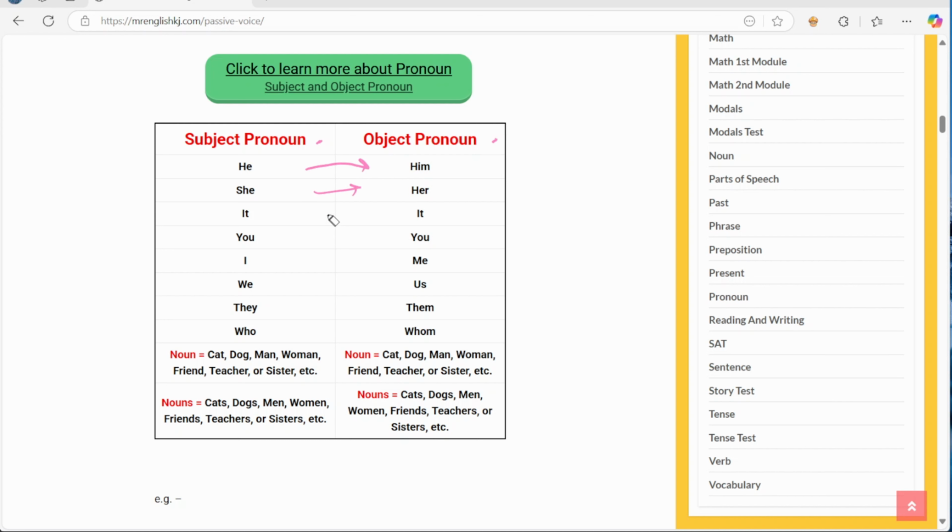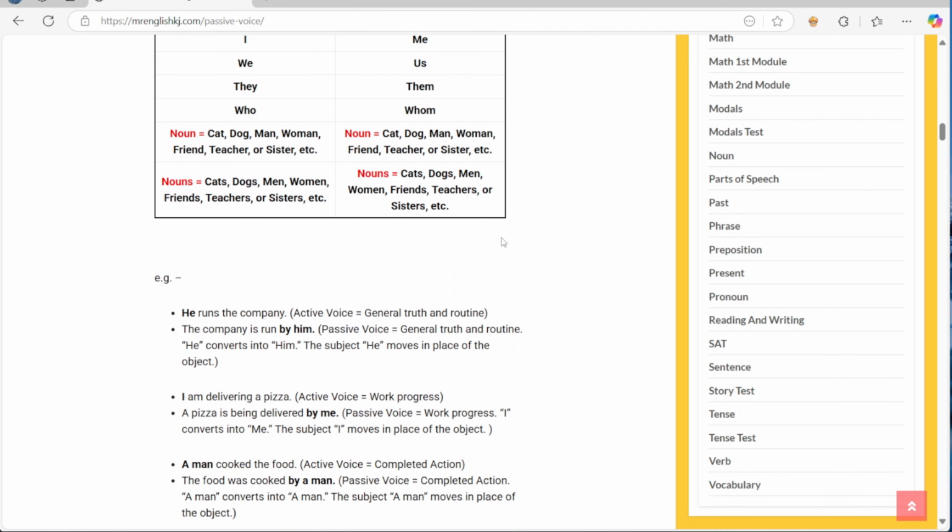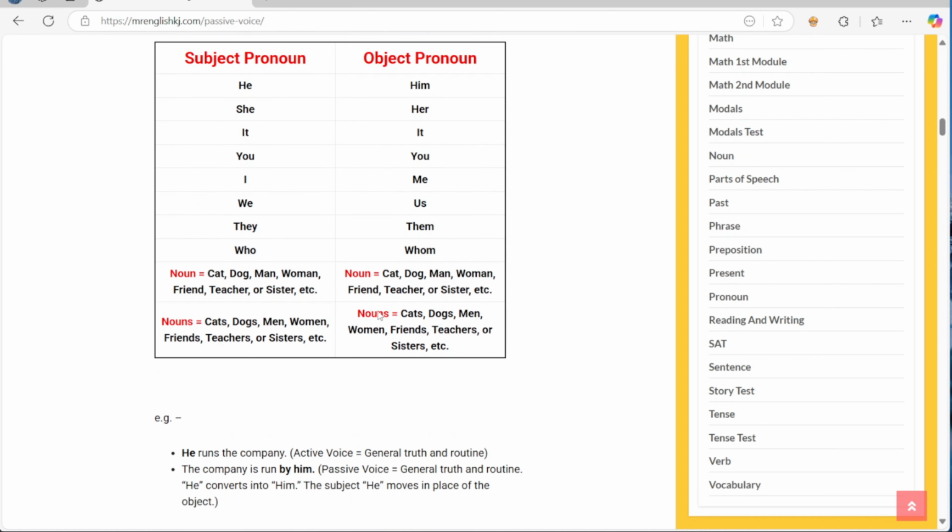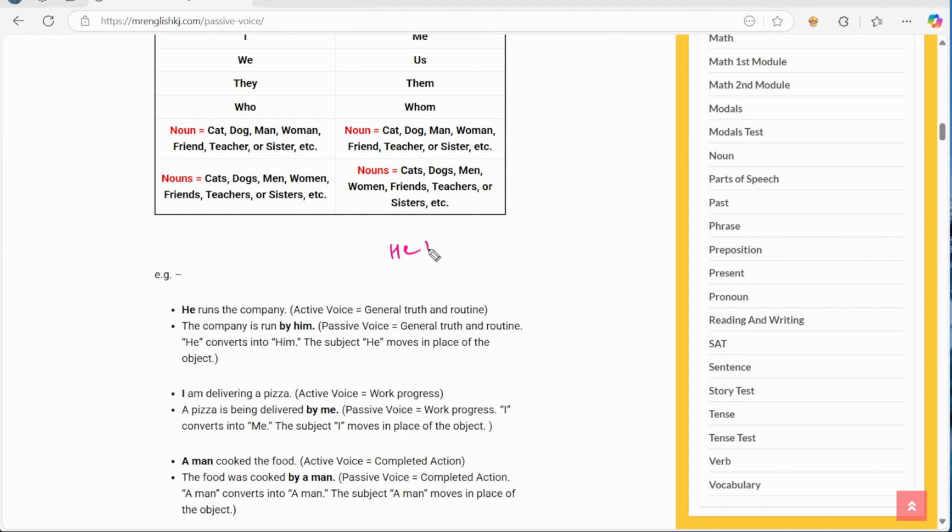Now, he will become him, she will become her. This is the sequence. Okay. For a noun, noun is also a subject, noun is also an object, but it will always be the same. If it is cat as a subject, in object it will always be cat. Okay. But in pronoun it changes. He becomes him, you becomes you, I becomes me, we become us. Remember. And same goes this way. Now, he runs the company. He is the most important one because it's an active. We are focusing on the subject. He runs the company. Runs doesn't mean that he is running in the company. It means that he is the most important one in the company.